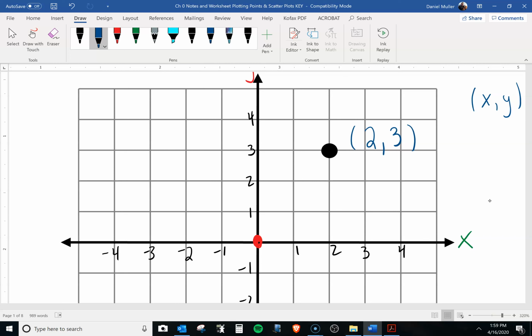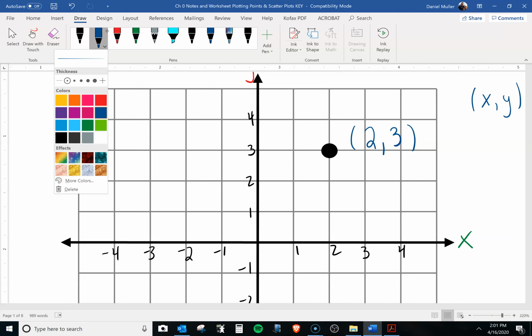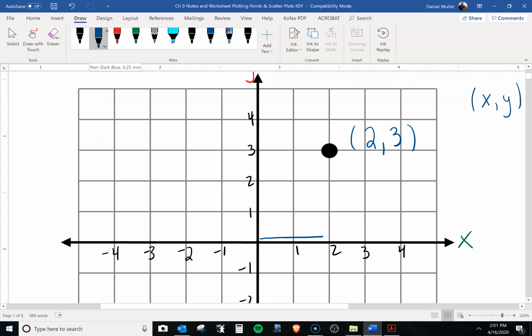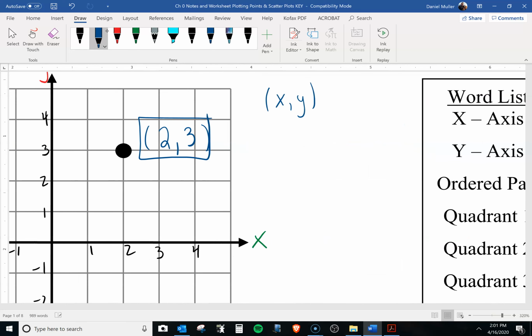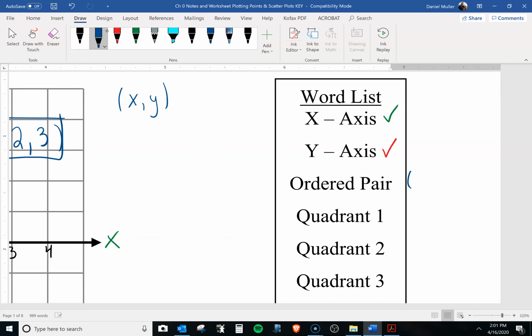And again, we don't have this dot here. That's just a starting point. So again, we moved 2 in the x direction, which is why I wrote a 2, and then we moved 3 in the y direction. And that is why this is called an ordered pair. Those are instructions. So our ordered pair, right here, is written as an x instruction and then a y instruction.